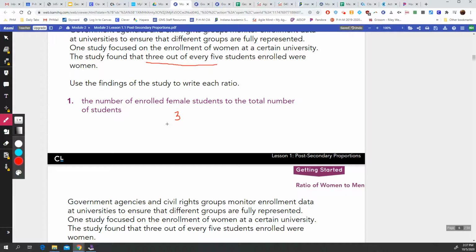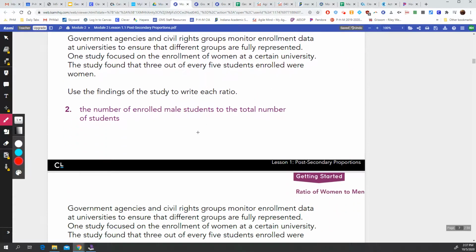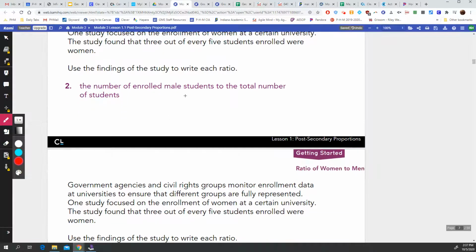And to write it as a ratio, you can write it as a fraction. That's 3 compared to the total number. It says every 5 students, 3 out of every 5. So this ratio of female students to the total number of students would be 3 to 5, or 3 over 5 as a fraction. Number 2, the number of enrolled male students to the total number of students.